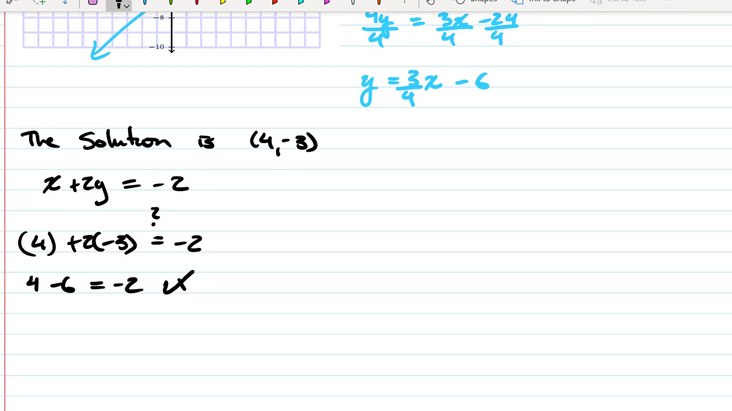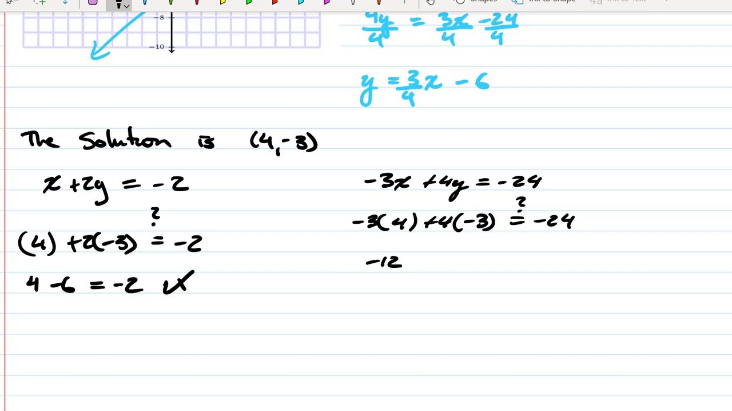But to be a solution to this linear system, it must work in both equations. So if I check my other equation, I had negative 3x plus 4y equals negative 24. And once again, I substitute in. So I have negative 3 times 4 plus 4 times negative 3. And we want to know, does that equal negative 24? Well, it's negative 12 minus 12, which indeed, again, is a true statement. So the point 4, negative 3 is indeed a solution to that linear system.